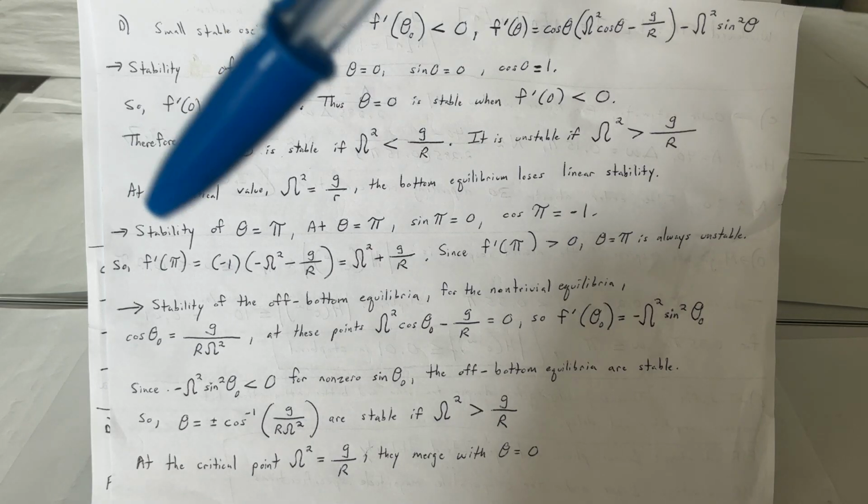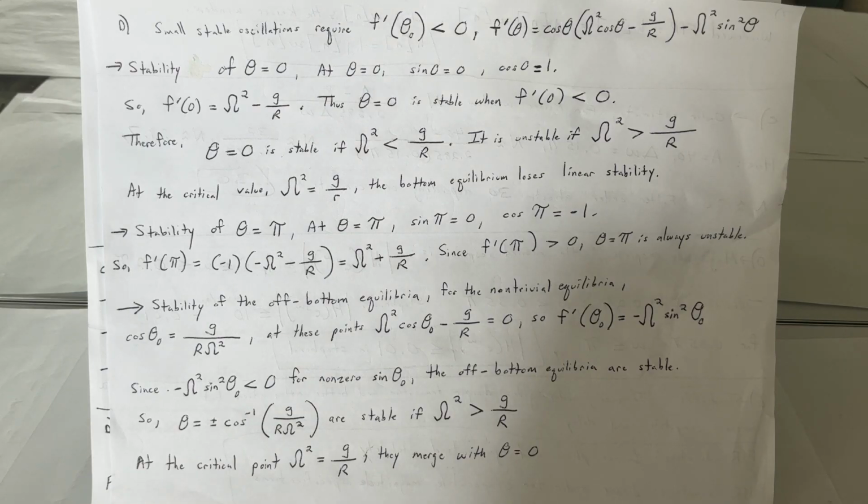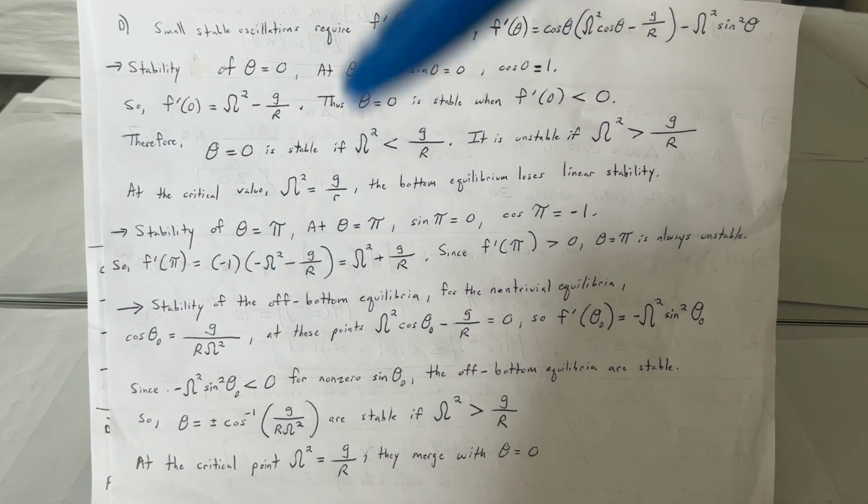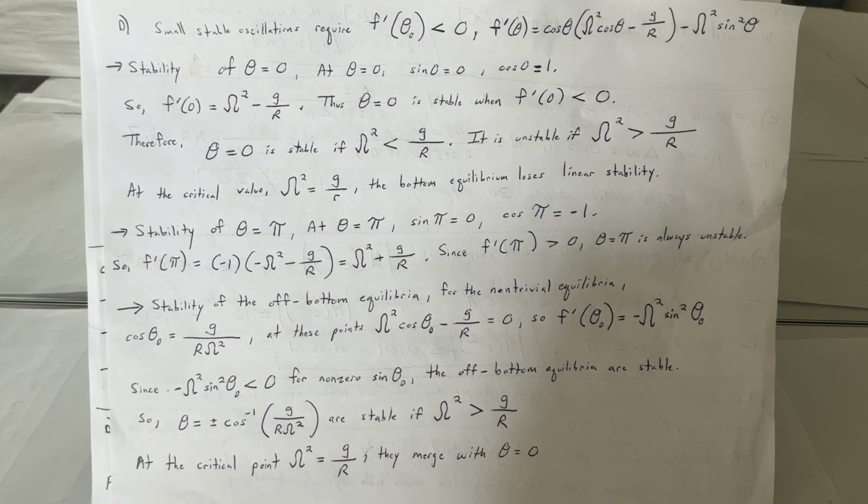Okay, now moving on to the stability of theta equals pi. At theta equals pi, sine of pi equals 0, cosine of pi equals -1. So f prime of pi equals -1 times the quantity negative omega squared minus g over r, and that equals omega squared plus g over r. And since f prime of pi is greater than 0, theta equals pi is always unstable.